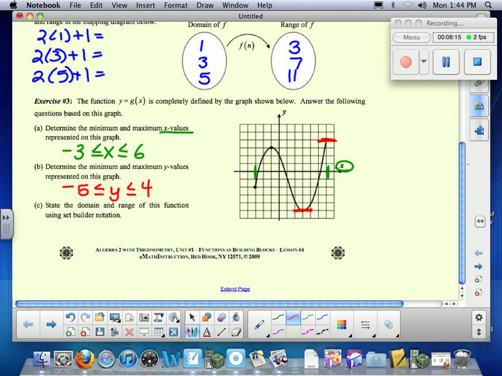Letter C wants us to say the domain and the range using set builder notation. It's been a while since we've seen set builder notation, but we did it in algebra last year. So, let's start with the domain.